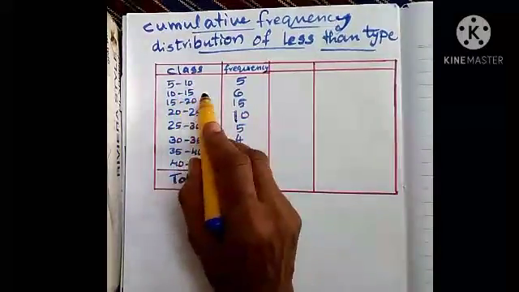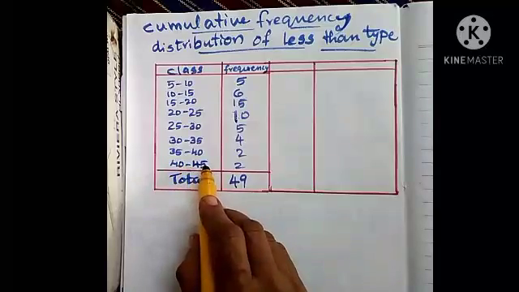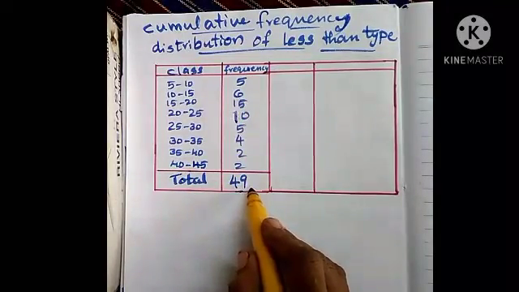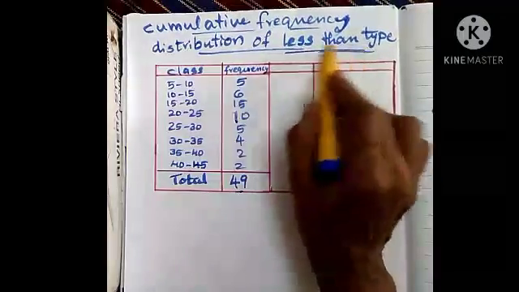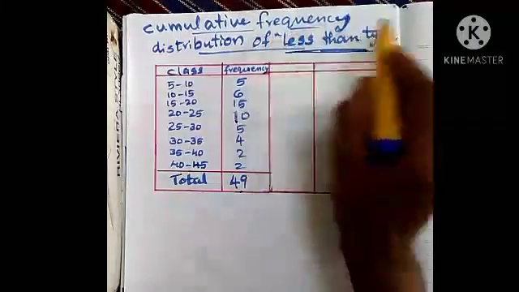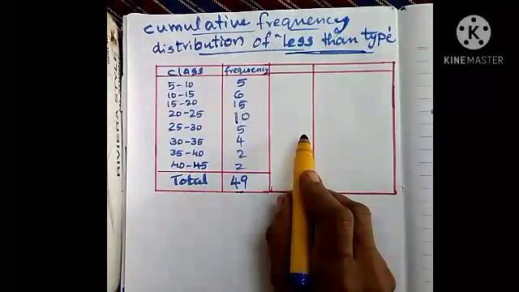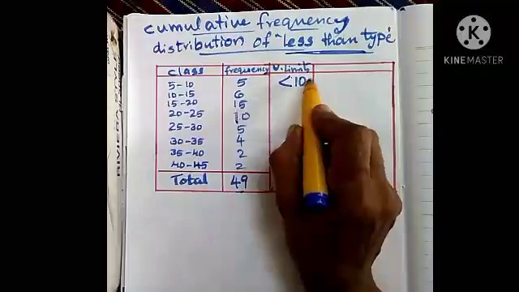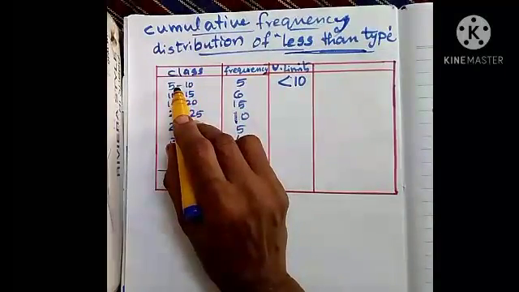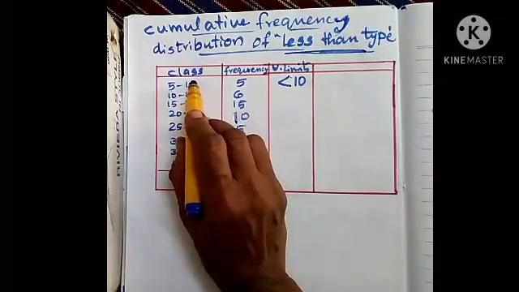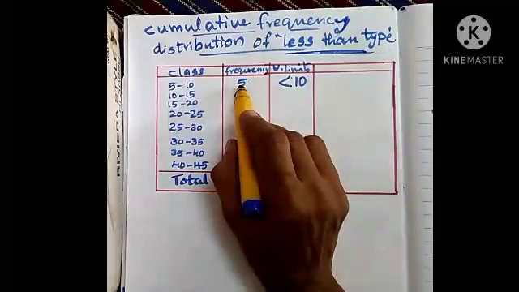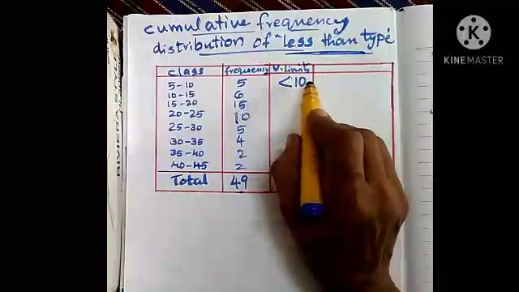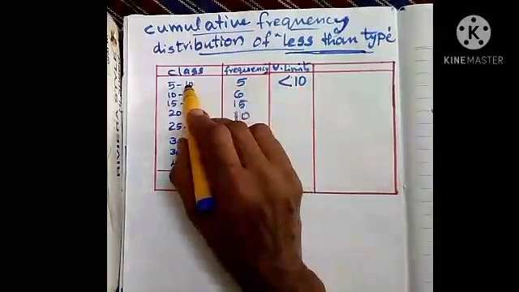Now see, 5 to 10, 10 to 15, etc., up to 40 to 45. The total is given. The frequency sum is 49. Now here, less than type. So we are going to find the less than type cumulative frequency. For that you need to select the upper limits. Suppose it is given as marks 5 to 10. So just we are selecting frequency 5, which means 5 students got marks between 5 and 10. Less than 10 means how many students got marks less than 10?